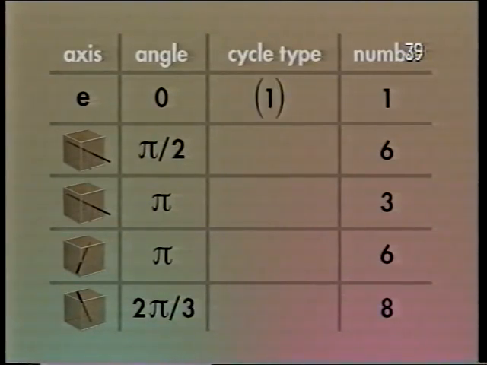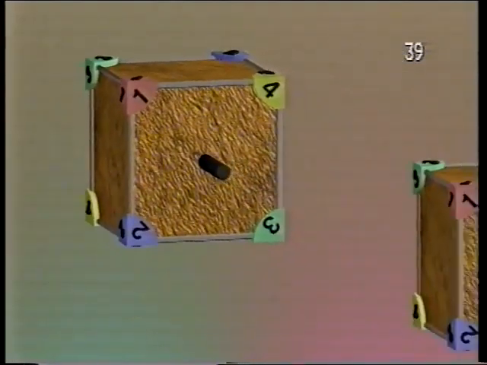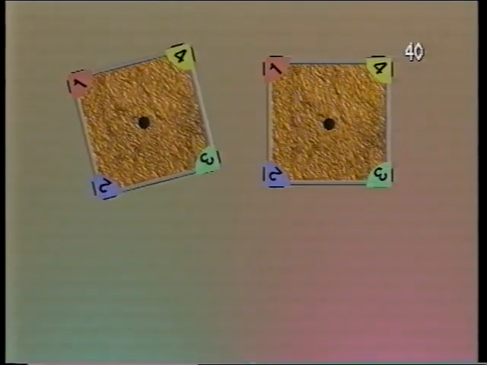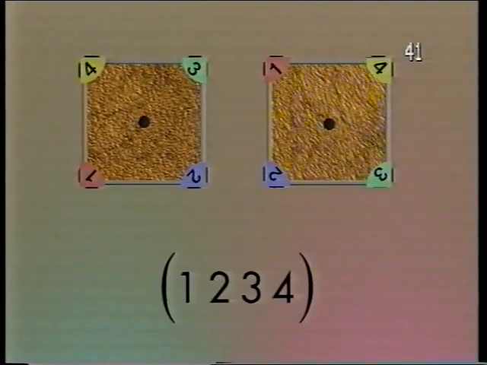To see what's going on in the other cases, we'll use an opaque cube, and we'll concentrate on just the vertices we can see when we're looking straight down the axis of rotation. The first type of rotation has its axis through the centers of opposite faces. What happens to the labels if we rotate through pi/2 about the axis? The vertex labelled 1 moves round to where 2 was, and the vertex labelled 2 moves to 3, and so on. This gives the permutation 1, 2, 3, 4, a 4 cycle.